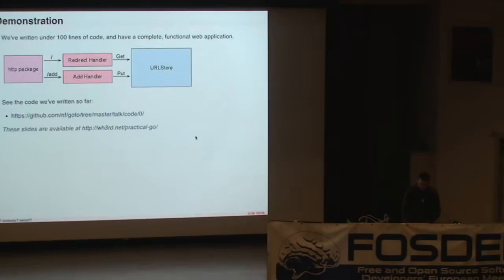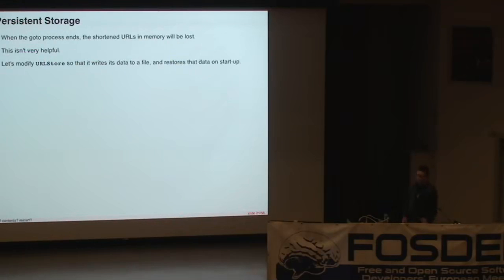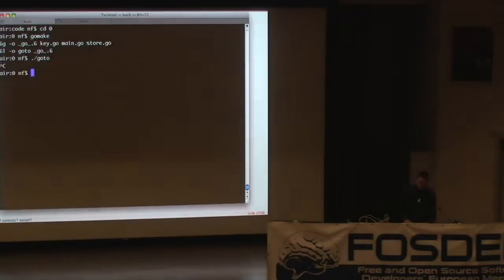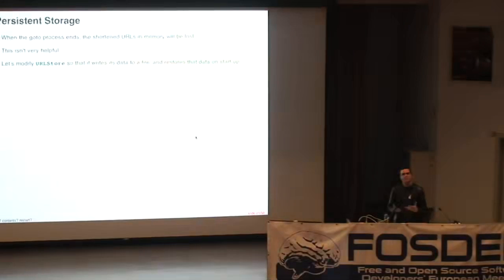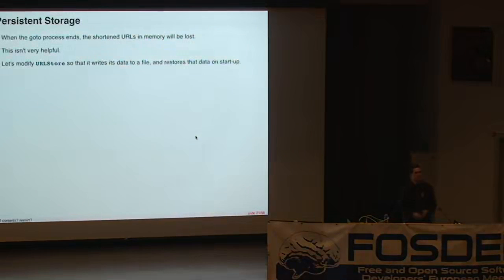But when this process ends, when I hit Control C, those URLs that I've entered have just disappeared into the ether. So it's not a particularly useful application at the moment, unless you have some magical computer that will never switch off and a process that will never end. So we need to modify the URL store so that it actually logs URLs to disk and then restores that data when it starts back up.